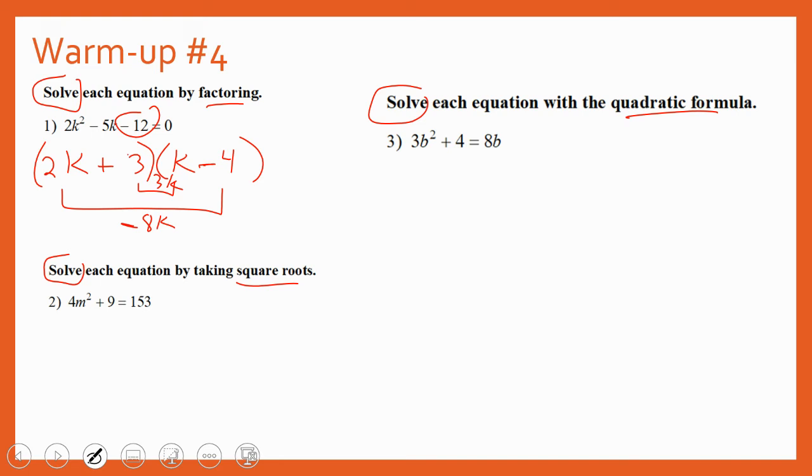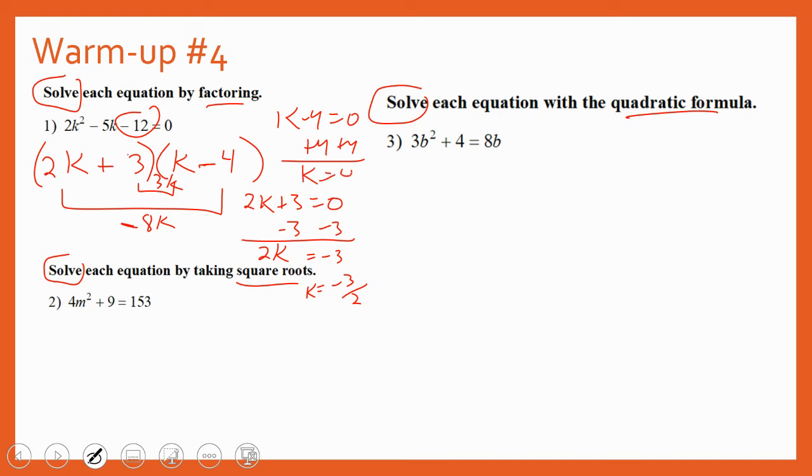So that's not the final answer. Some of you get that factored and you're all excited you factored it, which is great, but it's not the solution. So 2k equals -3, k equals -3 halves, and then k minus 4 equals 0. I just add 4 to both sides. k equals 4. So there's my two solutions.